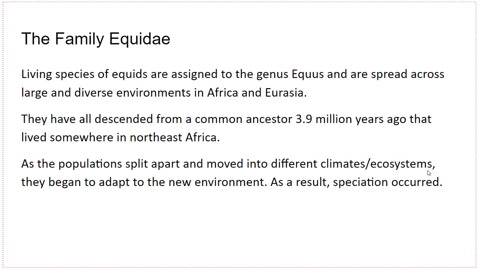They've all descended from a common ancestor almost 4 million years ago that lived somewhere in northeast Africa. That's where all horse species of all kinds, all Equidae, came from, North Africa 4 million years ago. As the population split apart and moved into different climates and ecosystems, they began to adapt to the new environment. As a result, speciation occurred. Now, I wrote all that, so it's okay if I read it.